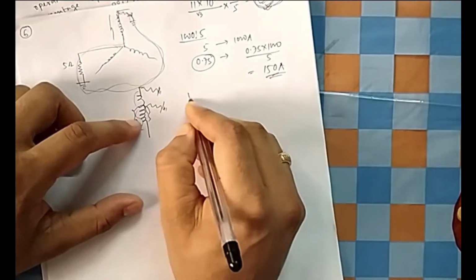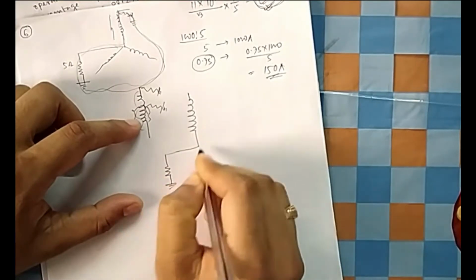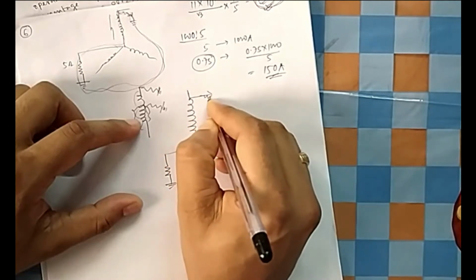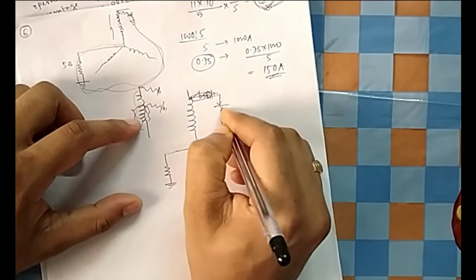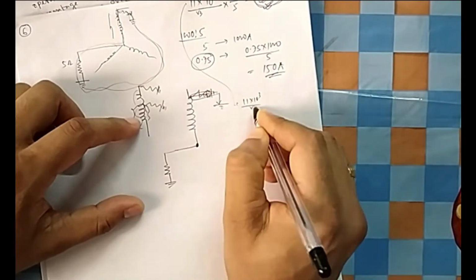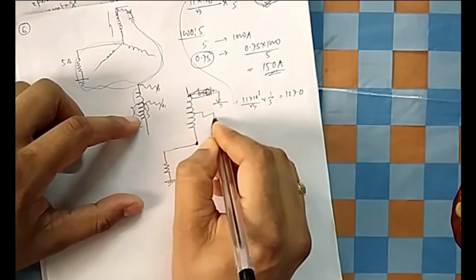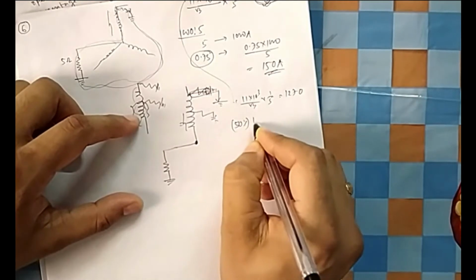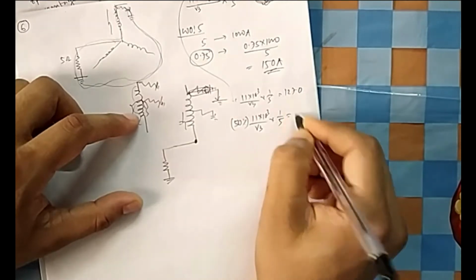Let me draw it more clearly. Suppose this is my connection drawing for the phases. This is the star point. Suppose the fault has occurred here and it is connected to ground. A fault has occurred at this position, so the full 11 into 10 to the power 3 divided by root 3 comes, because the full winding is involved. Now suppose the fault has occurred at around 50% of the winding. The voltage will not be the full value, it will be 50% of 11 by root 3 kV. So the current will go down to half.